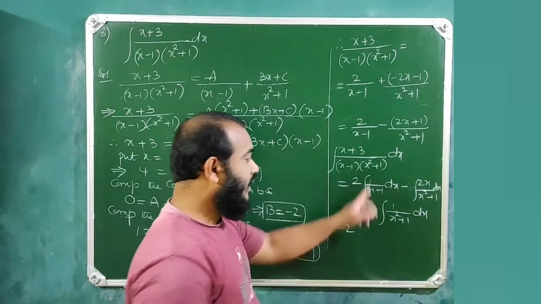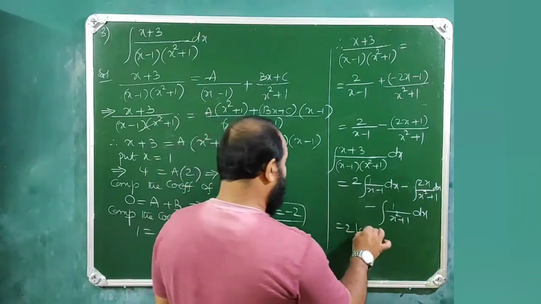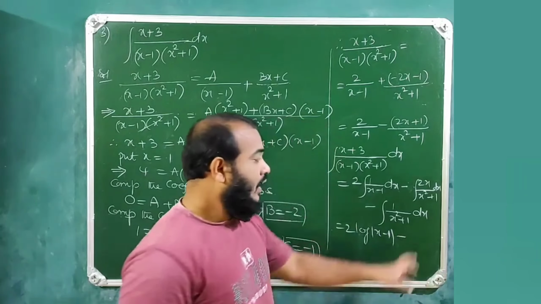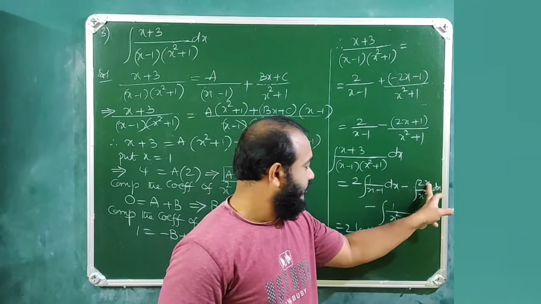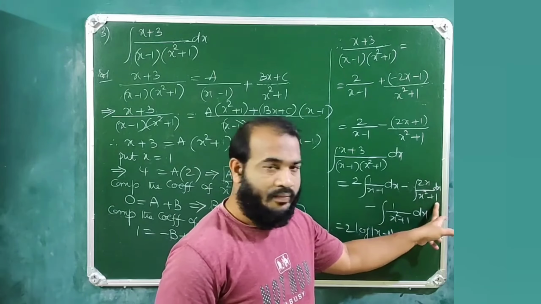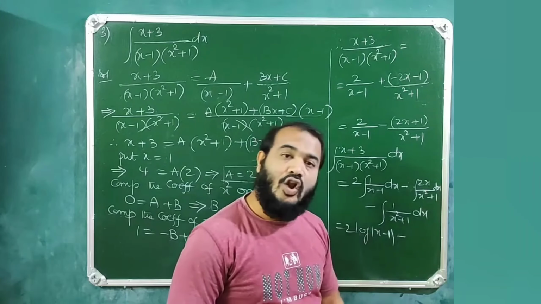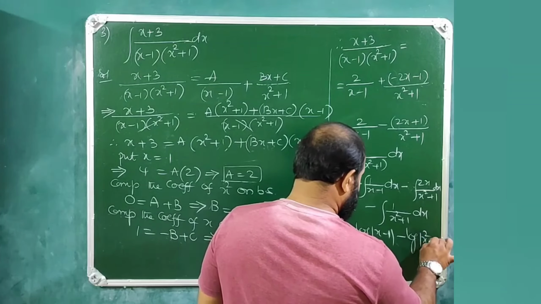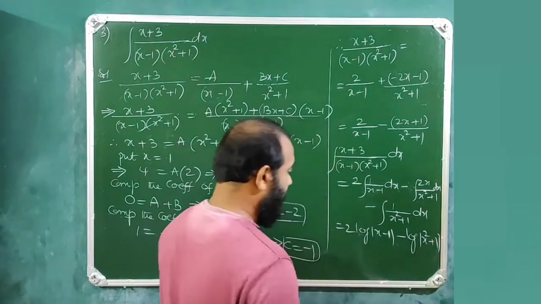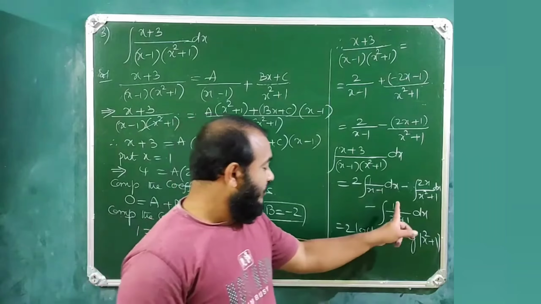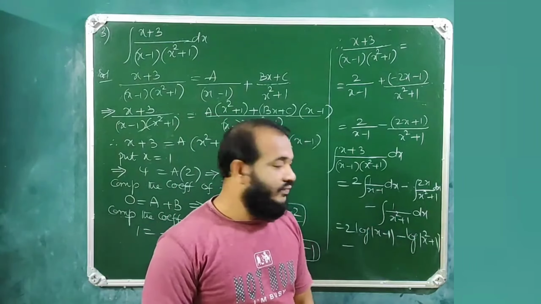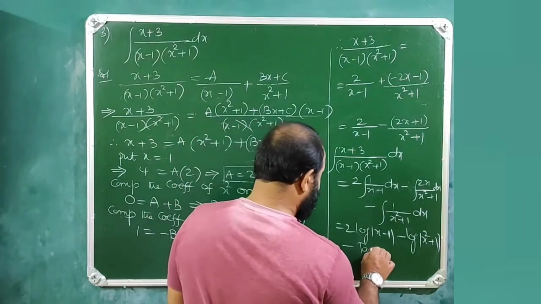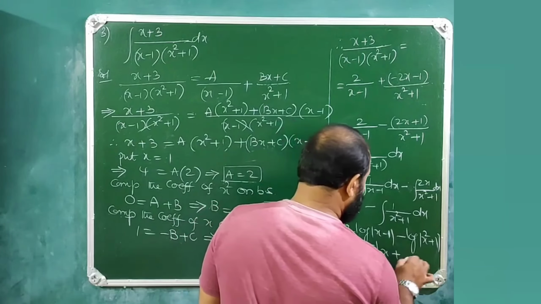So 2 integral 1 by x minus 1 dx is 2 log mod x minus 1, minus, x square plus 1 derivative is 2x. X square derivative is 2x, 1 derivative is 0. So this is of the form f dash x by f of x, which is log mod f of x. So this is log of x square plus 1, minus, what is integral 1 by x square plus 1 dx? Integral 1 by x square plus 1 dx is tan inverse x. So this is tan inverse x plus constant of integration c.